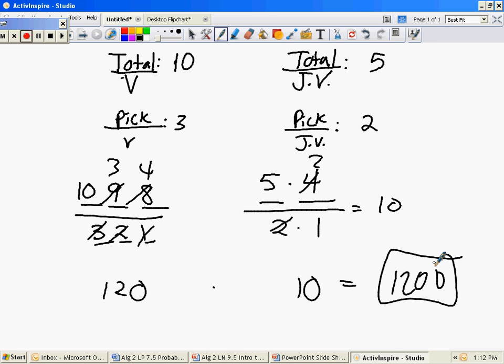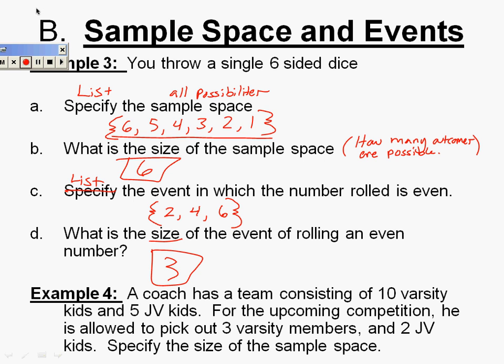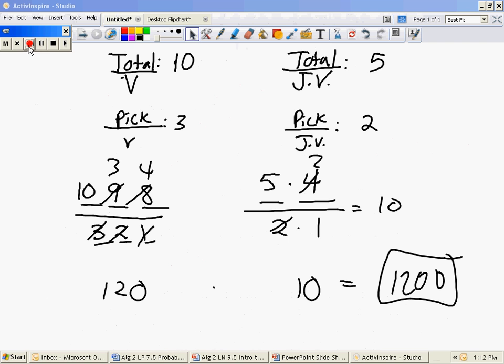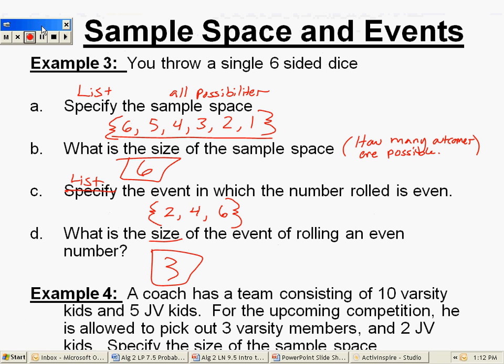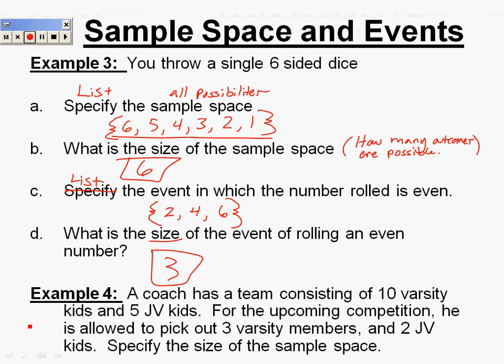So let's go ahead and have you guys take a look at a few. Yours won't be that challenging yet. Okay, but what I really want you guys to glean from this is specify the sample space means make a list. What's the size means find out how many outcomes are possible. And I'd also like you guys to understand what's the difference between an event and a sample space. That's the big picture here.